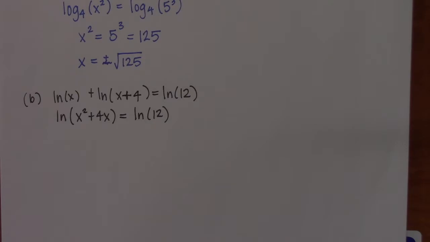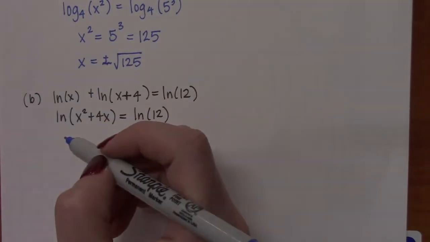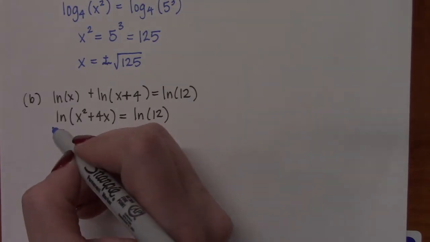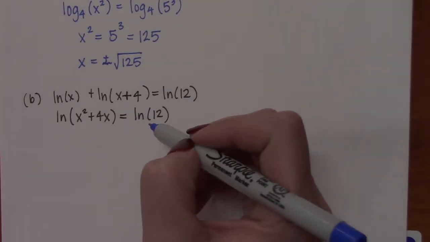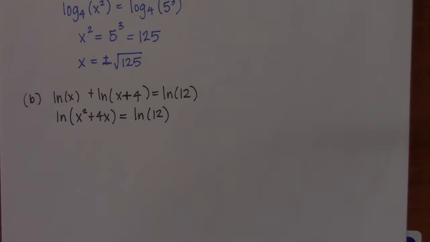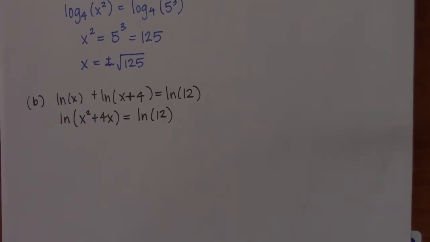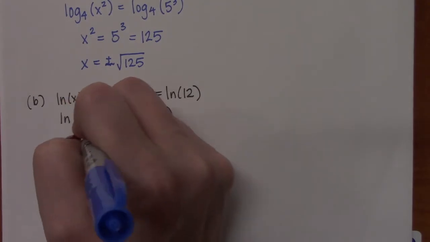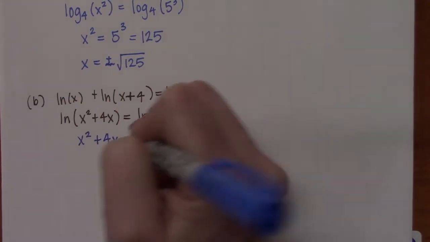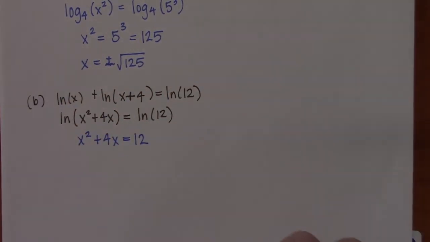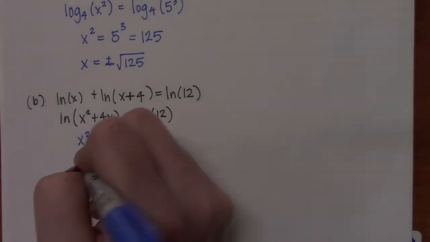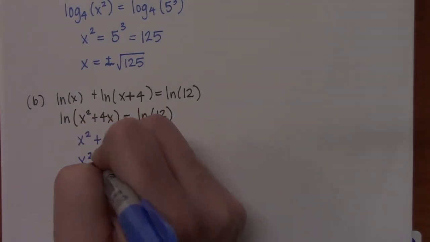Since I have log of the same base, right, I can now just simply pull the insides out. The other move you could make is you could say, well, I'm going to raise both sides over e to cancel those logs, but that's just an intermediary step. You end up in the same place. You're just setting the exponents equal to each other. So we're going to have x squared plus 4x equals 12. This is a quadratic, so we got to move the 12 over to the other side.